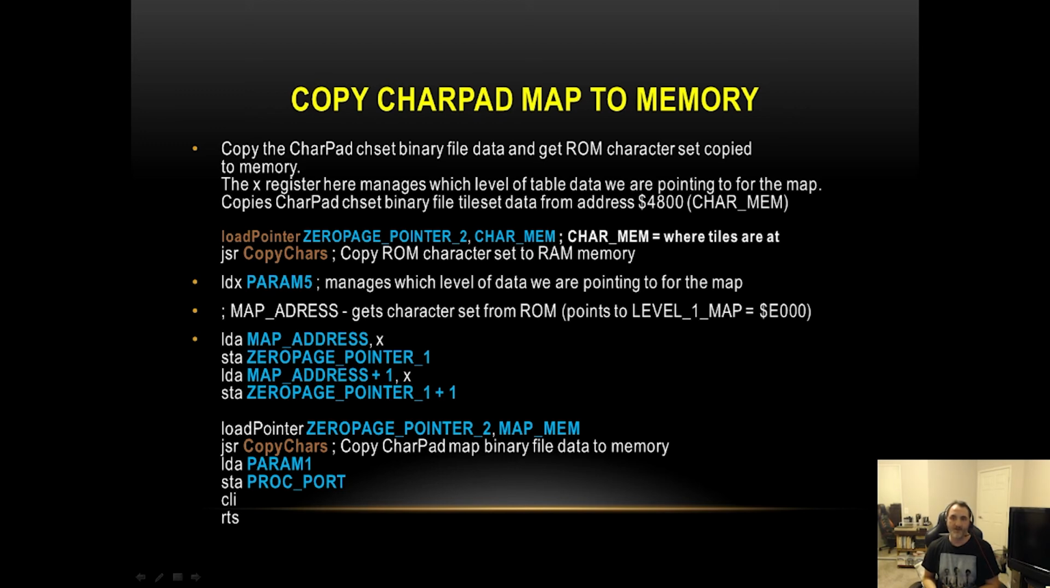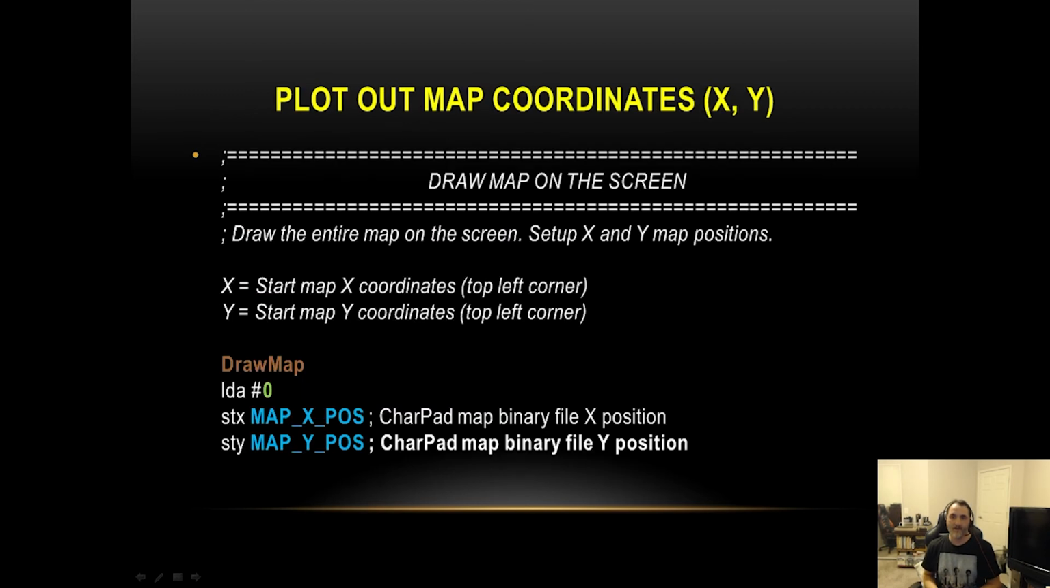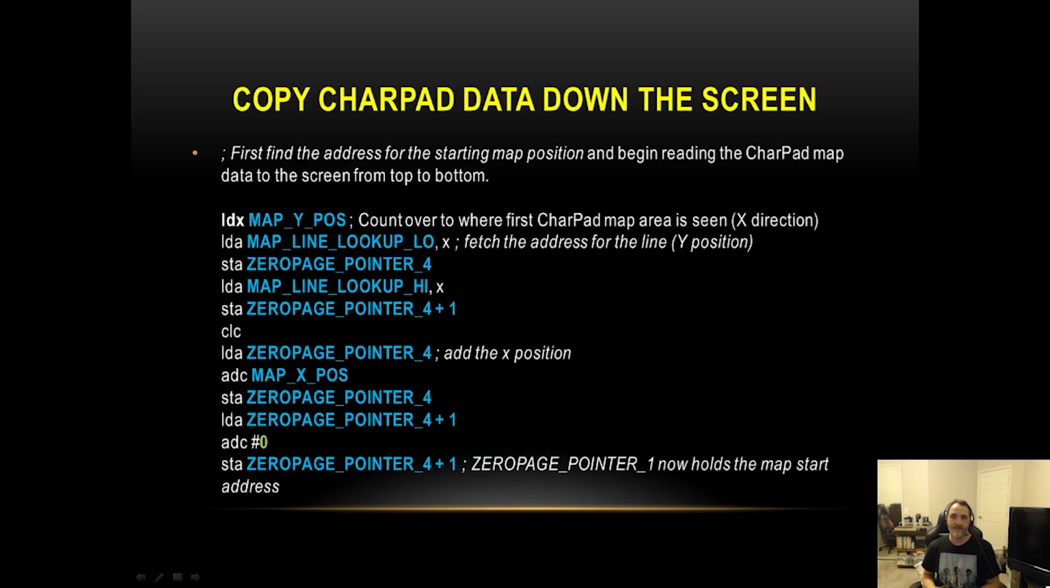Copies CharPad chset binary file tileset data from address 4800, which is our char_mem variable. Plot out map coordinates, which is our x and y. Copy CharPad data down the screen. First, find the address for the starting map position and begin reading the CharPad map data to the screen from top to bottom.